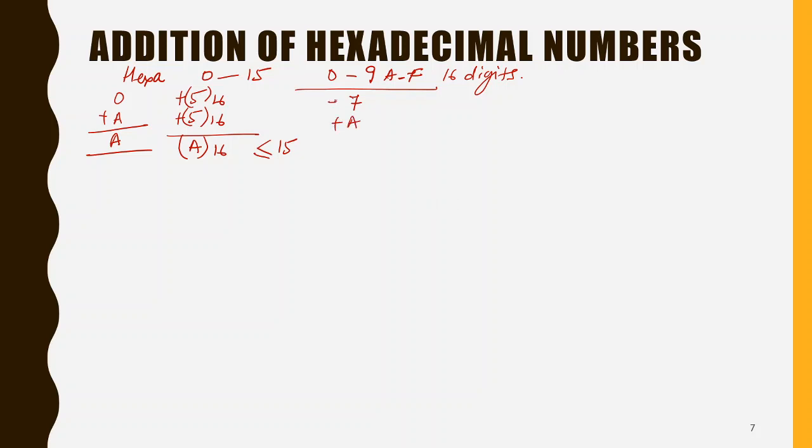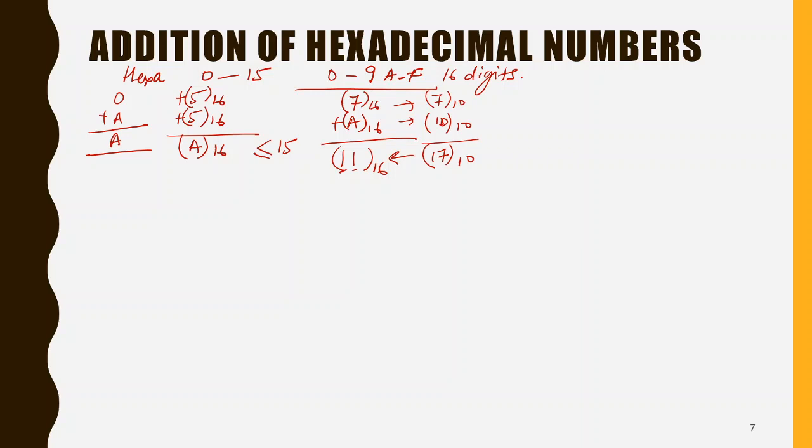7 plus A, 7 in hexadecimal and A in hexadecimal. So what you have to do, you have to first convert it into decimal, right? And A in decimal is 10. So 10 and 7 is 17 in decimal, right? And 17 decimal, you convert it into hexadecimal, you will write 16 and 1. This is 16 and this is 1. 16 plus 1 is 17.